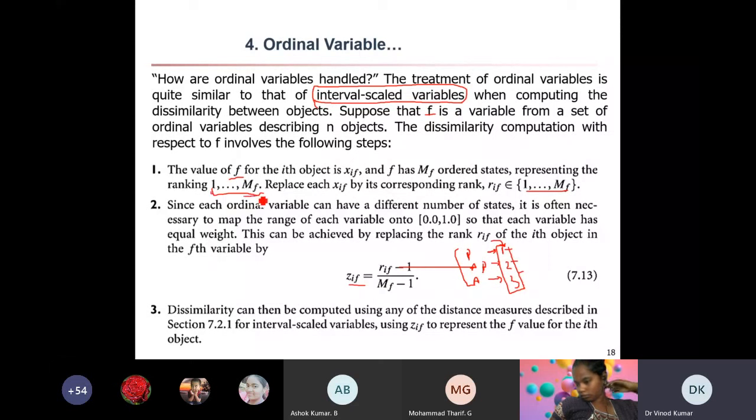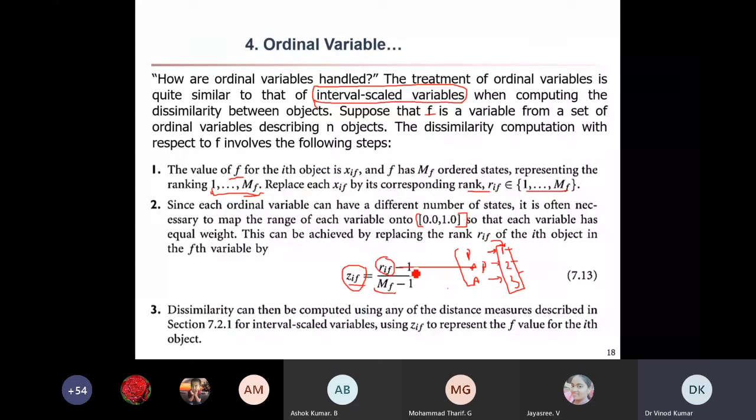So we replace each x_if by its corresponding rank r_if. Since each ordinal variable can have a different number of states, it is often necessary to map the range of each variable onto 0 to 1. So the value needs to fall in some range, and I have fixed it as 0 to 1. For that we can use a formula similar to the Z score that we calculated: z_if = (r_if - 1) / (M_f - 1).